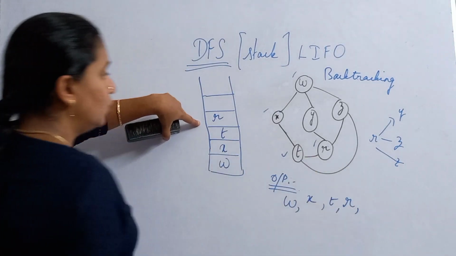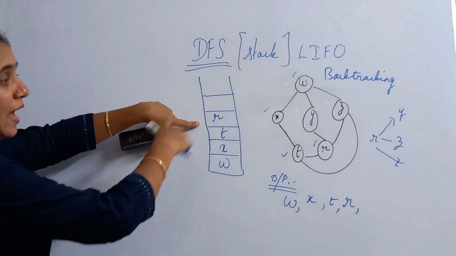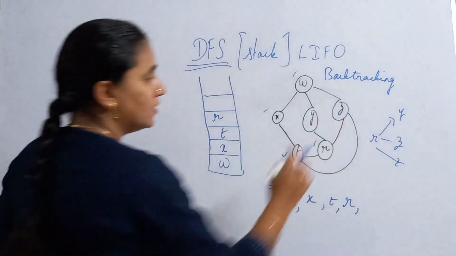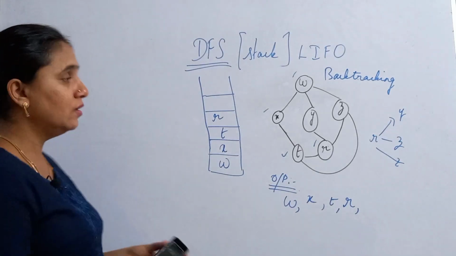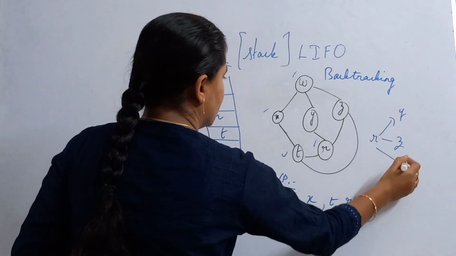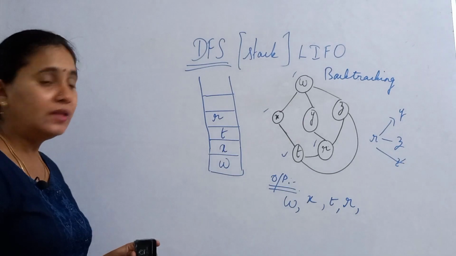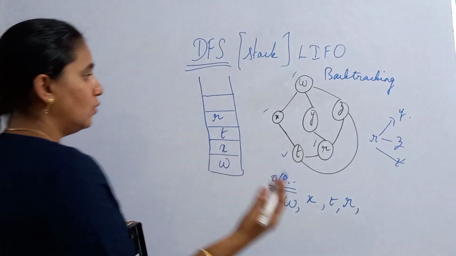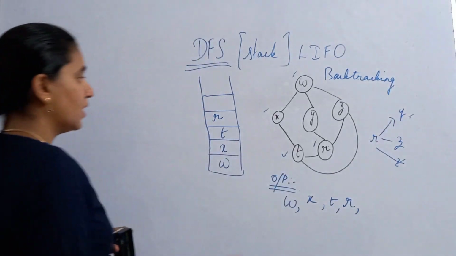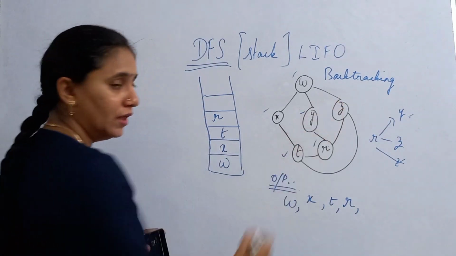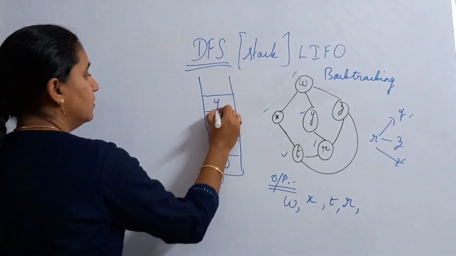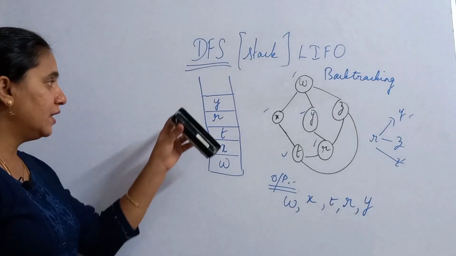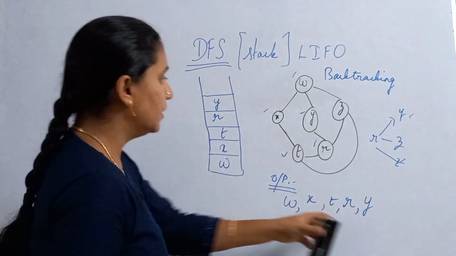Among these, see which elements have been added. T is added, isn't it? Y and Z are not yet added. So you can select either of these, Y or Z. Now I am going to select Y. I have selected this Y, you add it inside the stack and I am printing it.